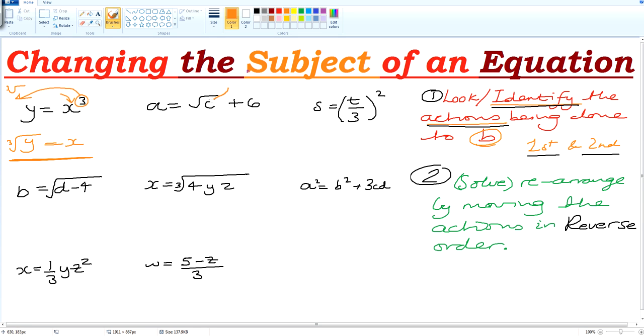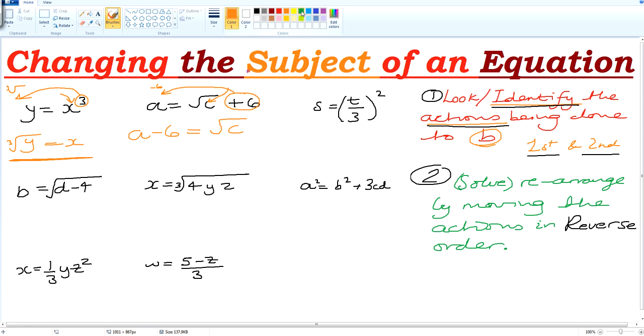We have to make c the subject. C is being square rooted. That is called the first action. Then it's been added by 6. That is the second action. I've labeled this square root as first action, second action. I'm going to get rid of them now, so I don't confuse them with powers or anything. So we have to move the second action first, which is the plus 6. Opposite of plus 6 is minus 6. So a minus 6 is equal to the root of c.